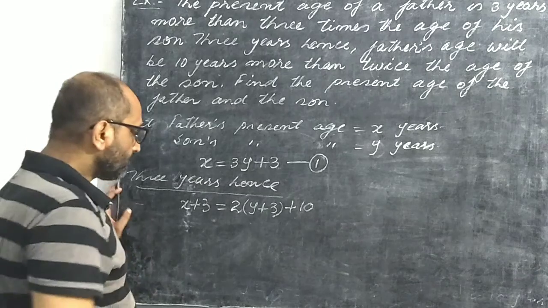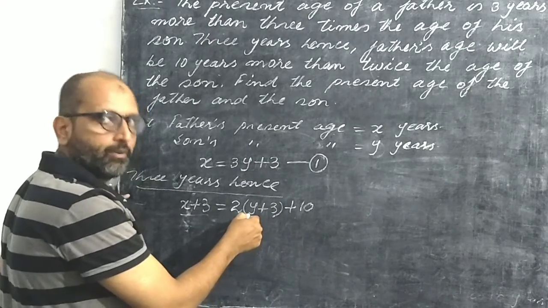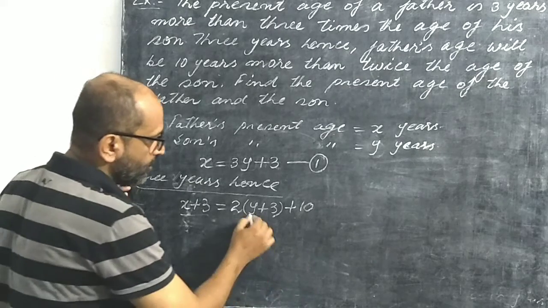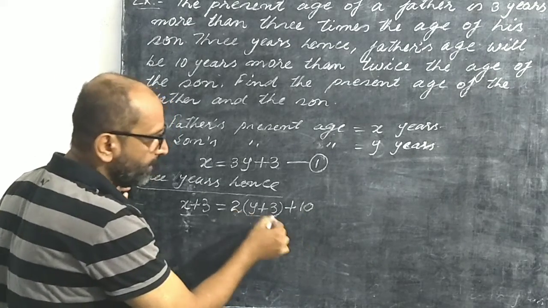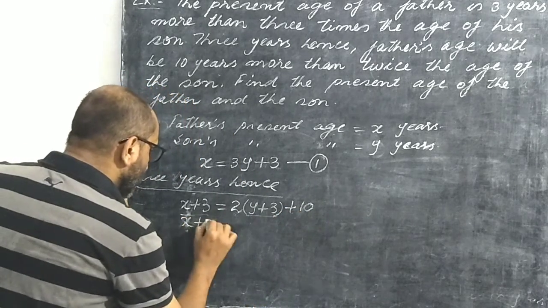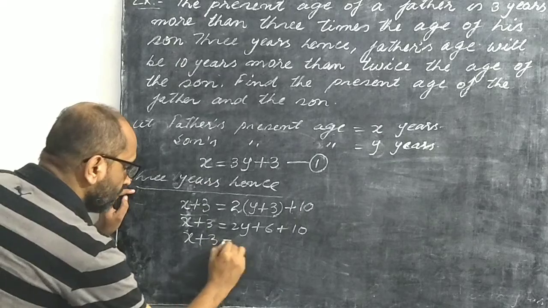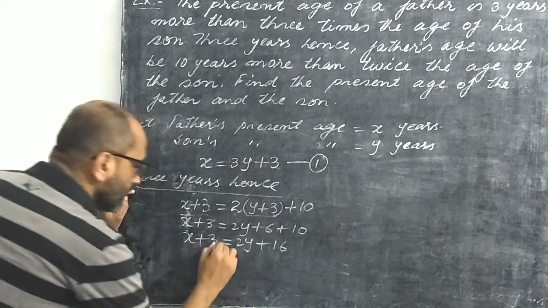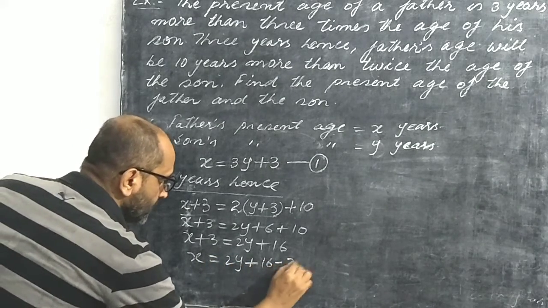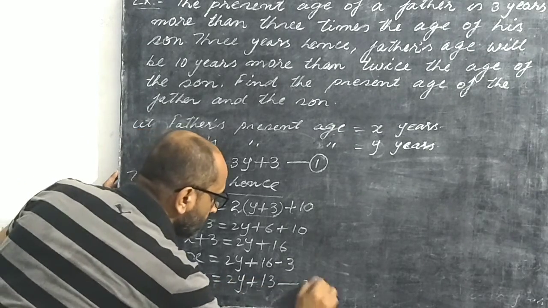So father's age after 3 years is X plus 3, and son's age after 3 years will be Y plus 3, and father's age will be 10 more than twice the son's age. So son's age is Y plus 3, its twice is 2 into Y plus 3, and father's age is 10 years more, so we have to add 10. Simplifying this, we have X plus 3 is equal to 2Y plus 6 plus 10. X plus 3 is equal to 2Y plus 16. Transposing 3 to that side, we have X is equal to 2Y plus 16 minus 3, or X is equal to 2Y plus 13. Let it be equation number 2.